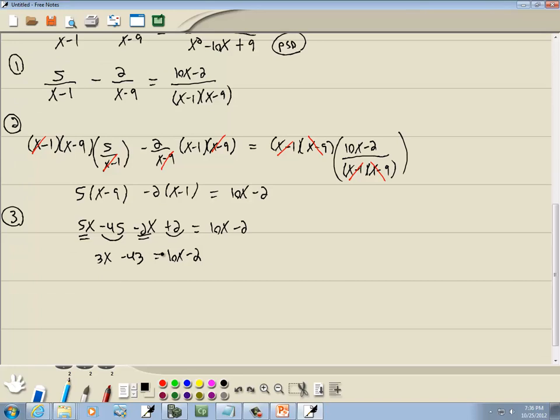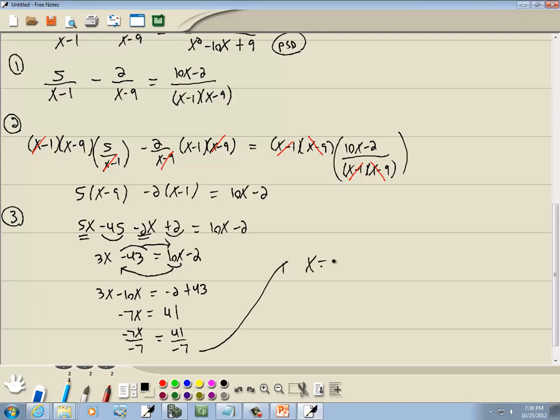Okay, get everything with an x on one side and numbers on the other. So I'll take this over to the left side and take this over to the right side. So we got 3x minus 10x equals negative 2 plus 43. That gives us negative 7x equals, what, 41? Last step, divide both sides by the number in front of your x. So divide both sides by negative 7. And we get x is equal to negative 41 over 7.